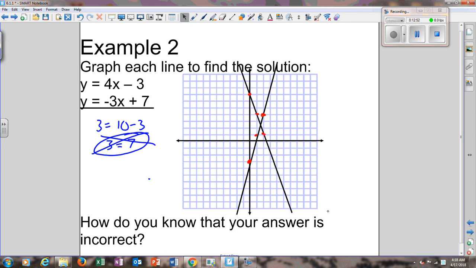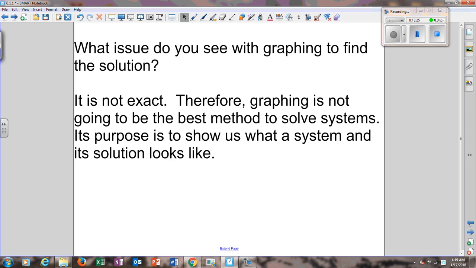So, what's our problem here? Our problem is that even if we guess this all over again and we say, oh well, it's intersecting here at (2.5, 2), then even guessing again is still going to screw us up, because (2.5, 2.5) still probably isn't going to give us the right answer. What do you see with graphing to find the solution? It's never going to be exact.